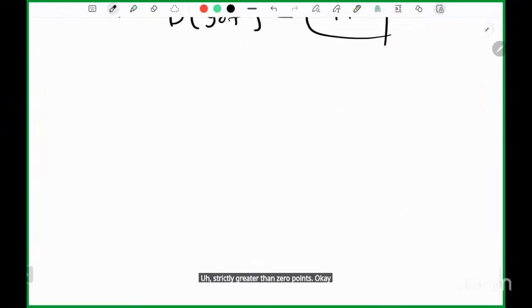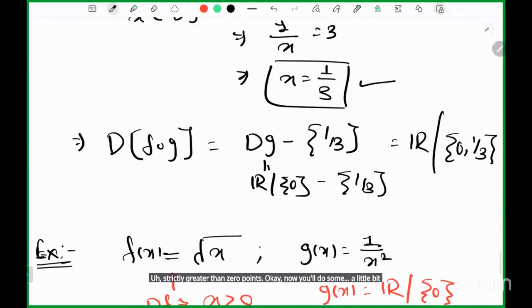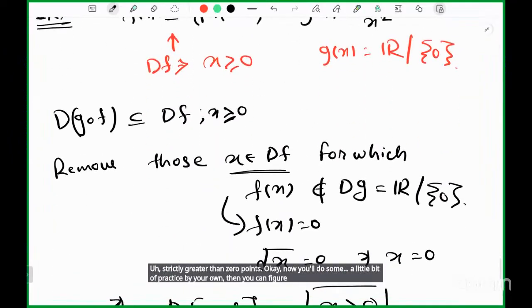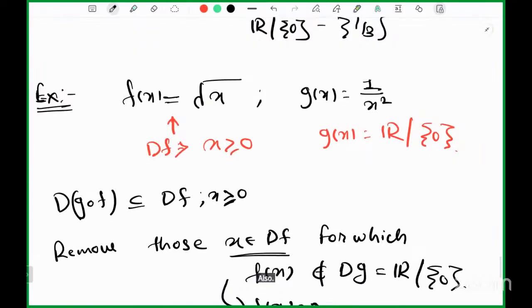Okay. Now you'll do a little bit of practice on your own, then you can figure out how to compute. Also, we can take some of the examples too on the domain of a composition function. Ma'am, in this example, I only need to remove x equals 0. Am I right? Correct. Only 1 point, x equals 0.